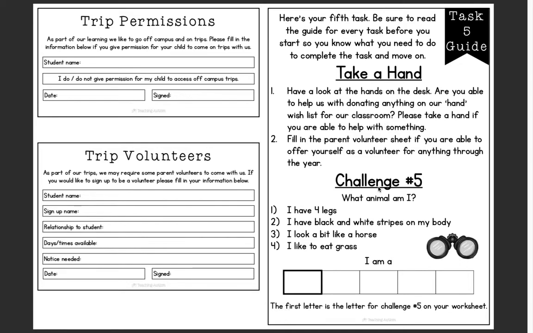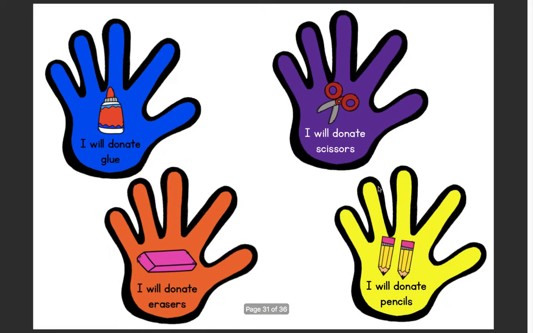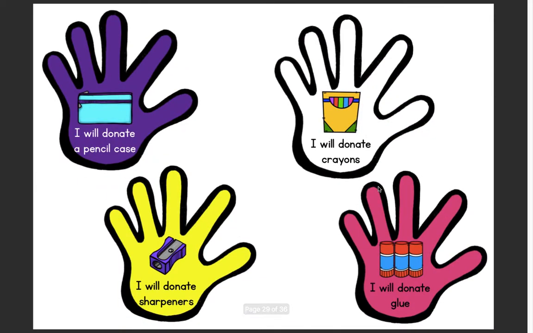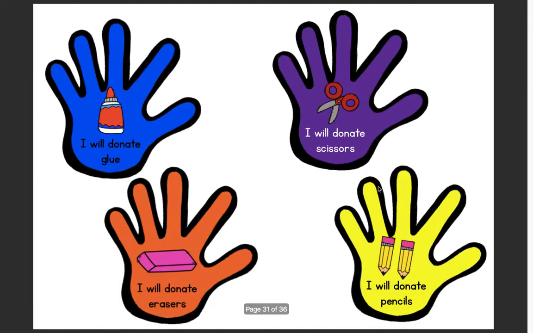Task 5, take a hand. So have a look at the hands on the desk. Are you able to help us with donating anything on our hand wish list for our classroom? Please take a hand if you're able to help with something. And also fill in the parent volunteer sheet if you're able to offer yourself as a volunteer for anything through the year. So I'm just going to skip past our hands a second so you can see the different varieties that we provide. Obviously these are editable so you can change them up to however you want.